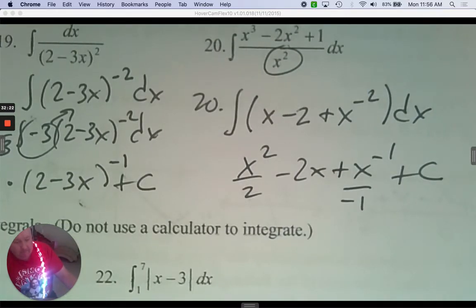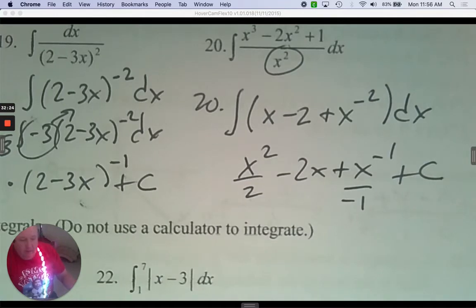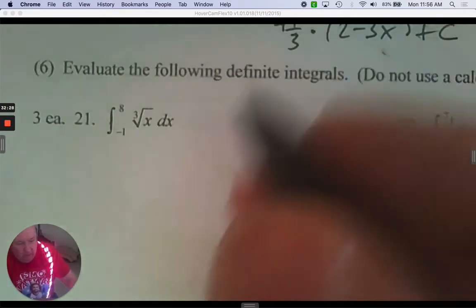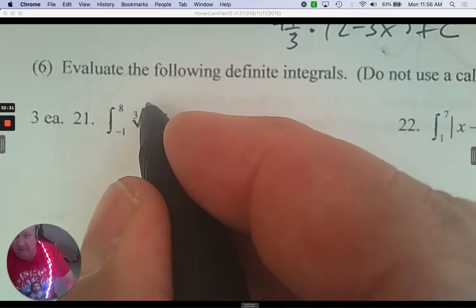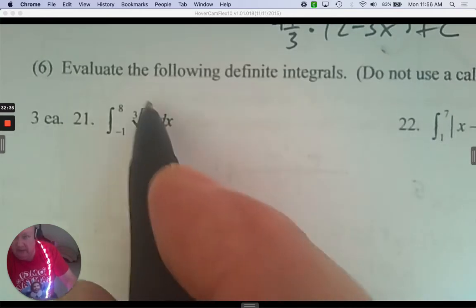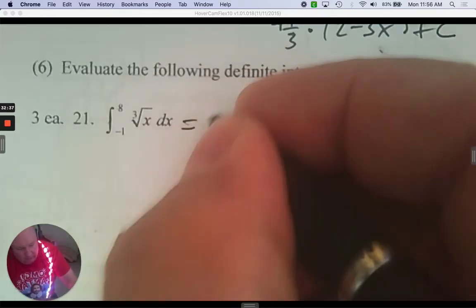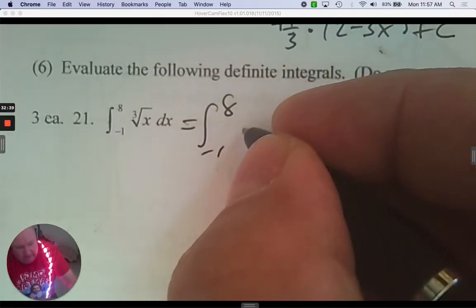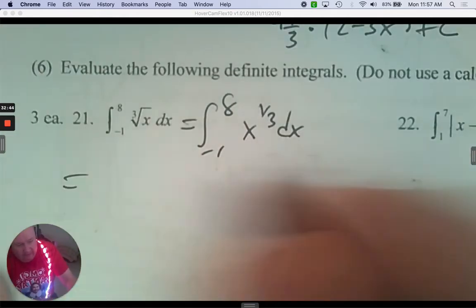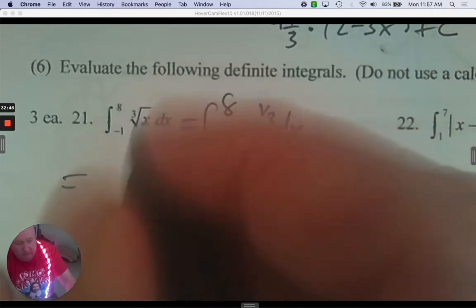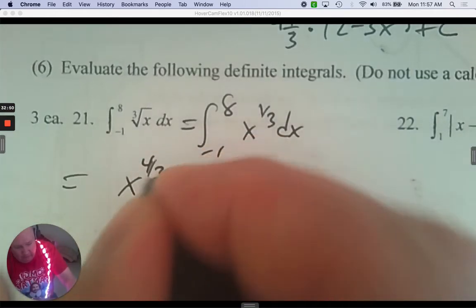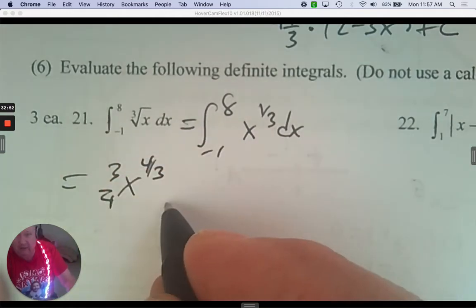Done. In number 21, this is called a definite integral. So for a definite integral, we have to do the antiderivative and plug in, or we have to graph. So for this one, I need to do the antiderivative. So to do the antiderivative, I'm going to write it calculus friendly. So that's to the 1/3. The antiderivative of this is to add 1 to the exponent. So 1 plus 3 is 4/3. And then the reciprocal, that's the antiderivative.